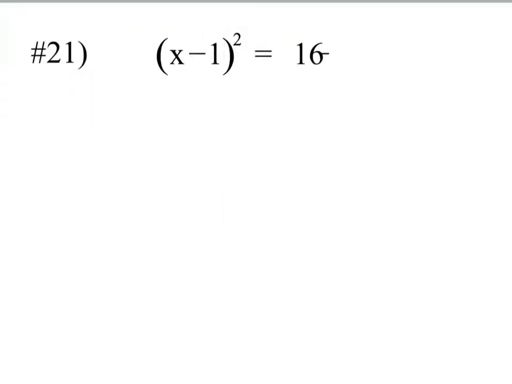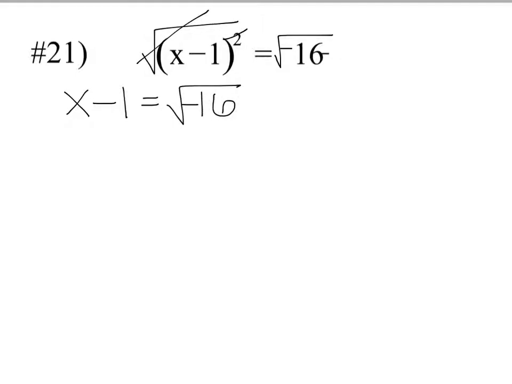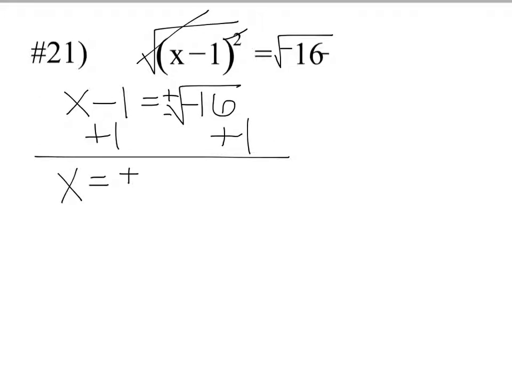Okay, number 21 says (x minus 1) squared is equal to negative 16. So I'm going to square root both sides. The square root and the square cancel, leaving you x minus 1 is equal to the square root of negative 16. Then you're going to add 1 to both sides. And remember, this is plus or minus the square root of negative 16 because we created it. So you have x is equal to plus or minus the square root of negative 16 plus 1. And the plus 1 is outside of the radical.